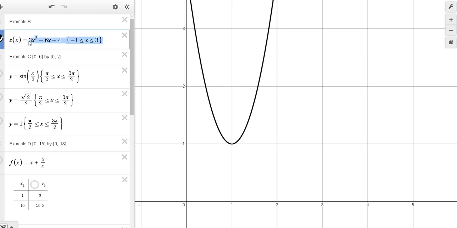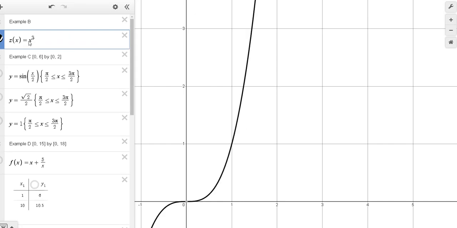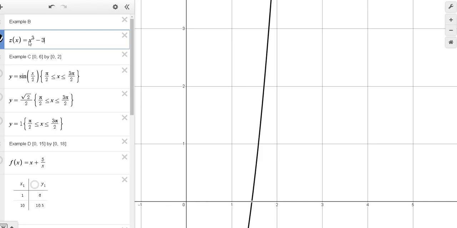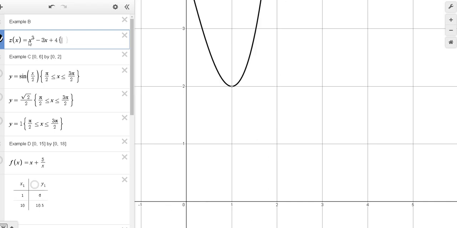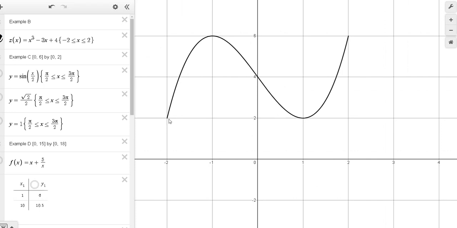So I want x cubed minus 3x plus 4, and I want that on the interval -2 to 2. 2 less than or equal to x less than or equal to 2. All right, so there we go. So at -2, we're at 2, and at +2, we're at 6. All right, so a nice continuous function.